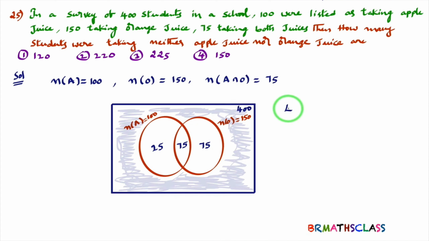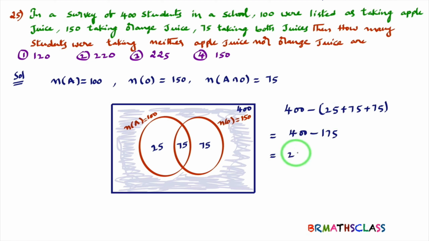As we know, this full part is 400. From this 400, I'll remove this. What is this? 25 plus 75 plus 75. Okay. So 75 plus 75 is 150. 150 plus 25 is 175. 400 minus 175 is 225. You need to understand what this 225 is: the number of students who are taking neither apple juice nor orange juice. So which option is the right option? Third option is the right option.